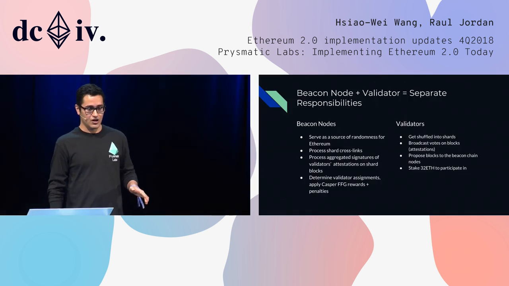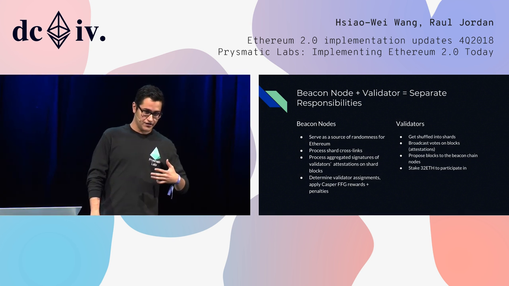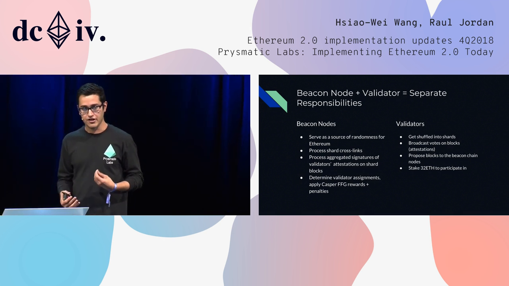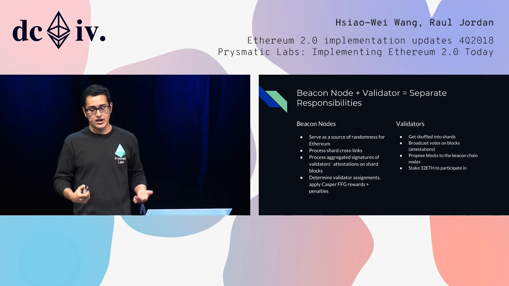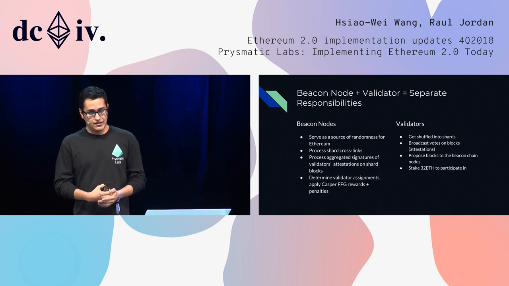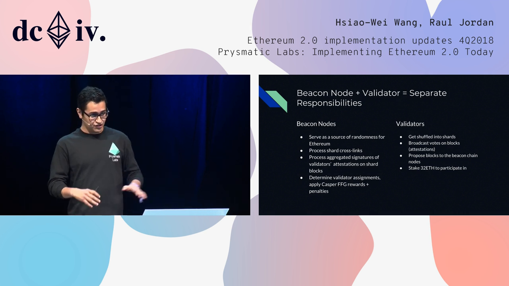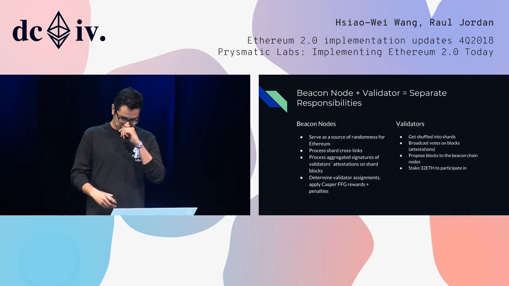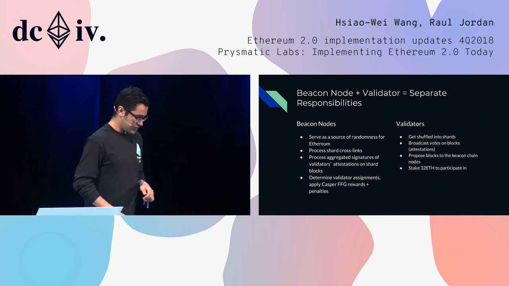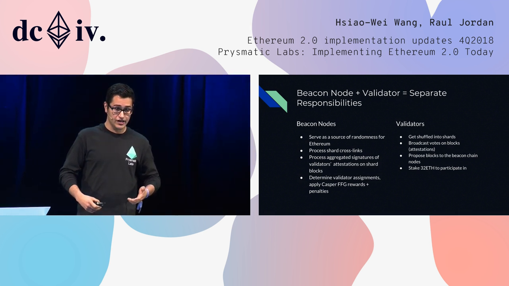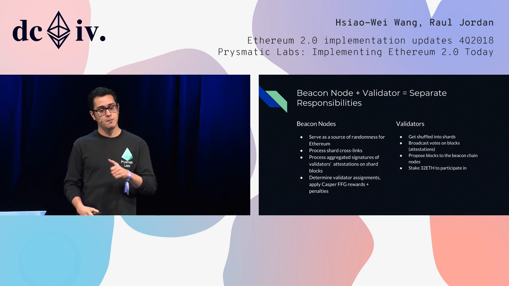So in ETH 2.0, we have an entity called a beacon node, and we also have validator clients. So why establish a separation? A beacon node essentially serves as the source of randomness for Ethereum 2.0. It processes information that is aggregated across shards. It processes the votes from validators on shards. And it also determines the Casper FFG rewards and penalties to people involved. So if you imagine running a current Geth node or a Parity node, in the future, that's going to be what we call running a beacon node.